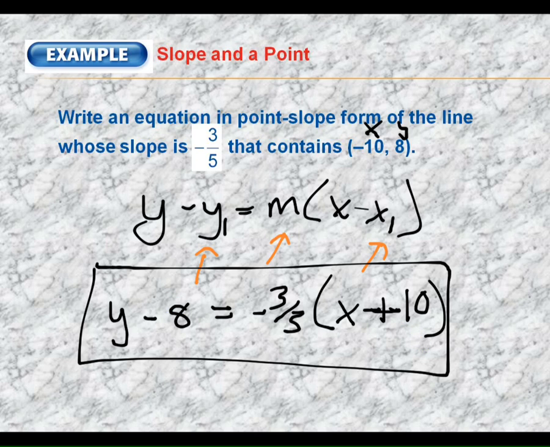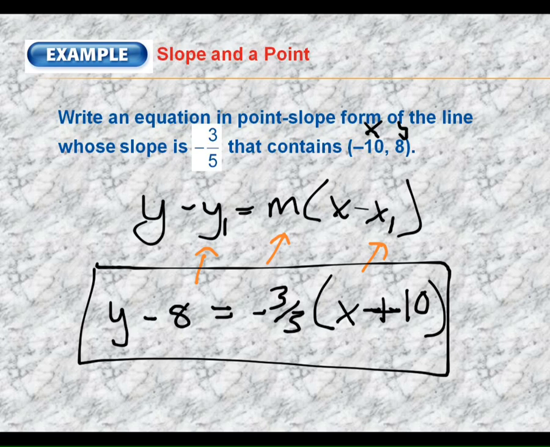Okay. If I wanted to go to slope-intercept form, I'll show you another way to do it too. I didn't ask you to, but you would distribute that to get rid of the parentheses, and then you would add 8 to both sides to get it in y equals mx plus b form. But it didn't ask you to do that, so you don't have to do that.